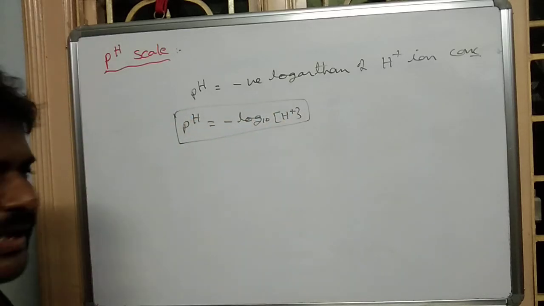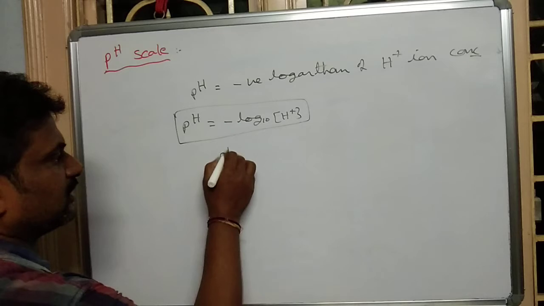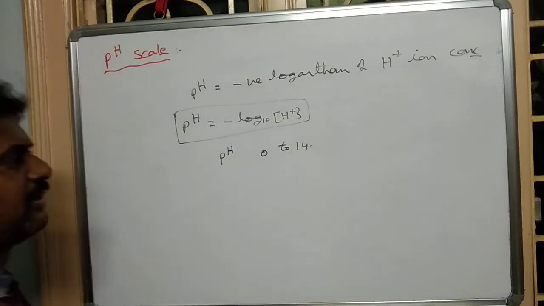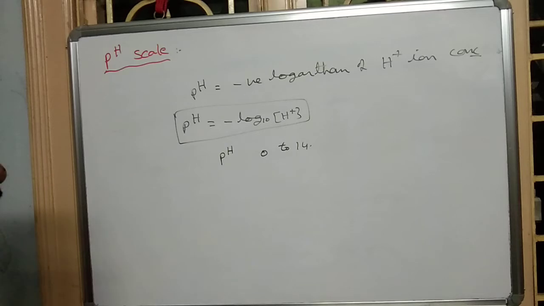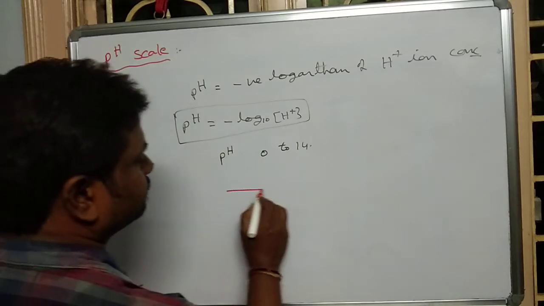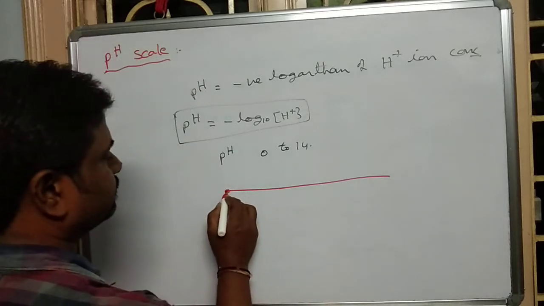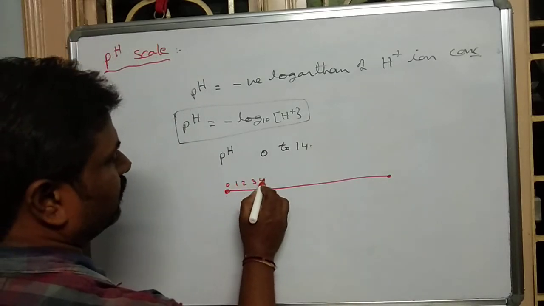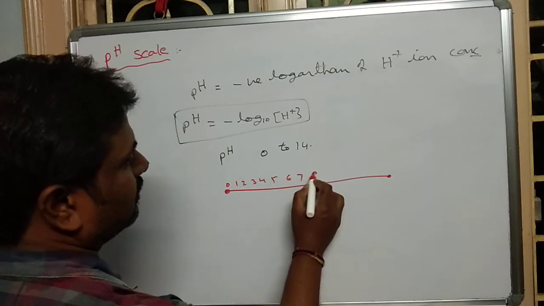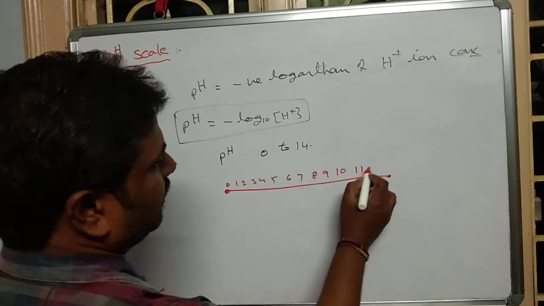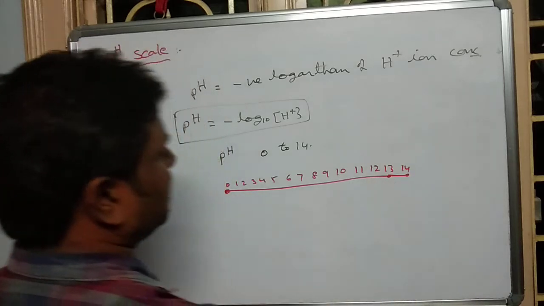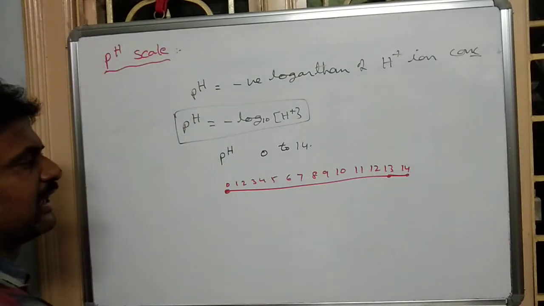Here the pH scale values have only 0 to 14. The pH scale has only 14 values, looking like this: 0, 1, 2, 3, 4, 5, 6, 7, 8, 9, 10, 11, 12, 13, and 14. They have 14 values.